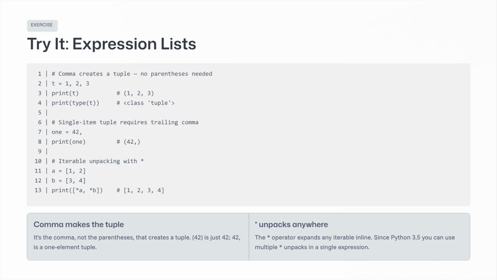Two key rules. It's the comma, not the parentheses, that creates a tuple. 42 is just 42, but 42 comma is a one-element tuple. And the star operator expands any iterable inline. Since Python 3.5, you can use multiple star unpacks in a single expression.